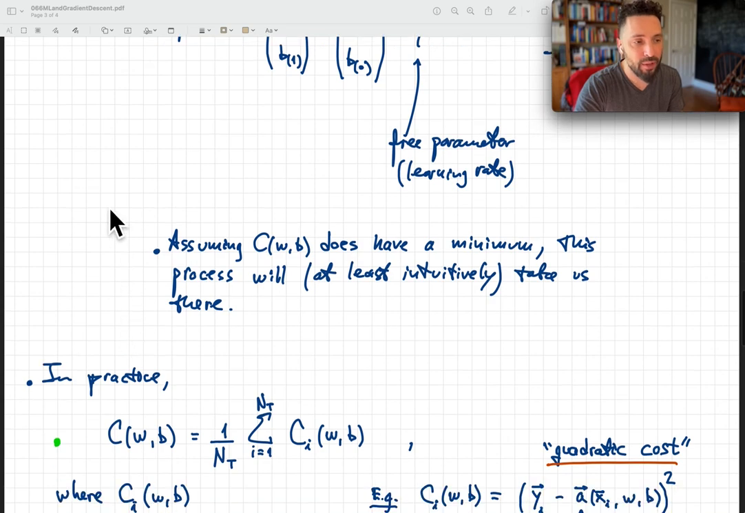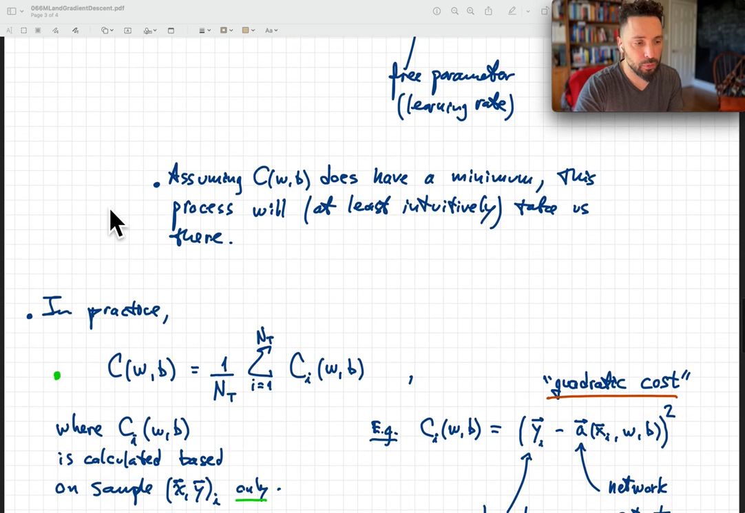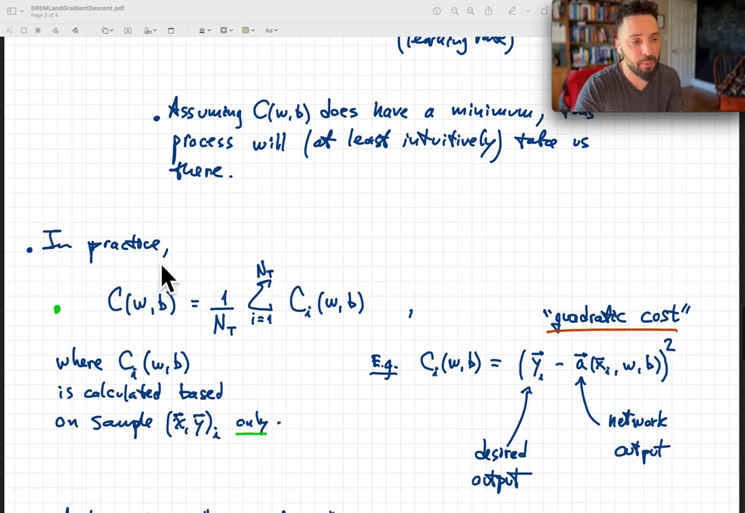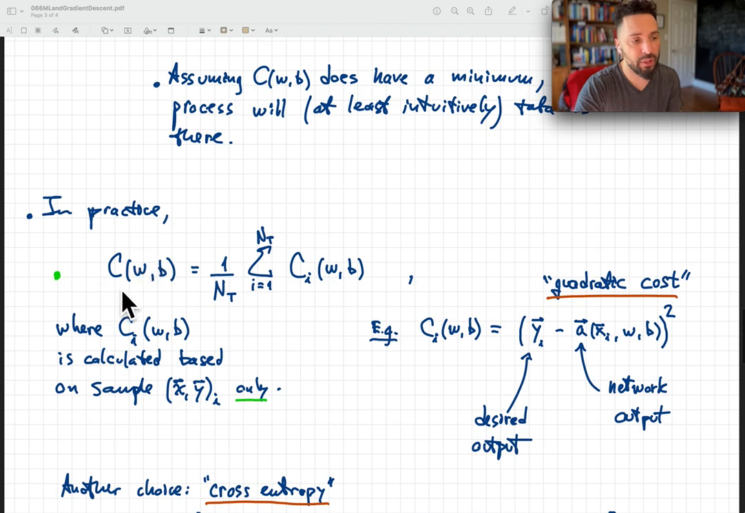Now, why is that not something that we would do with our neural networks? The problem in practice is that we would have a lot of parameters and a lot of samples that we need to fix those parameters. Usually this C(W,B) will be a sum, which here we've divided by nt, the number of training samples, and we have to sum over all of them functions that encode the cost of each of the samples.